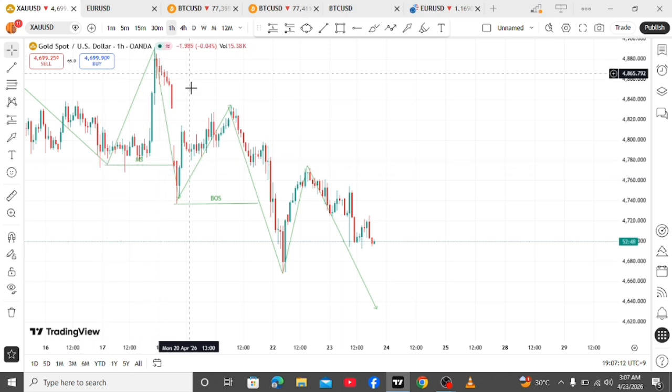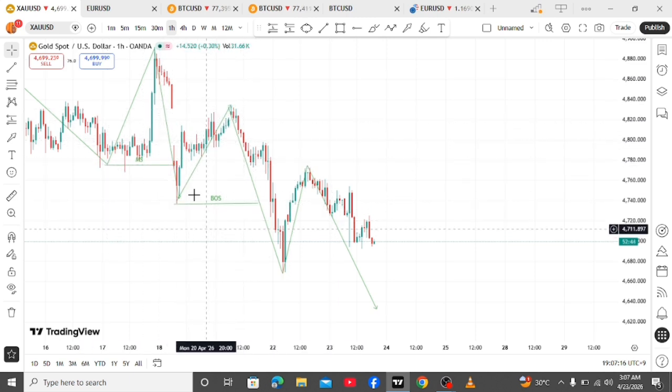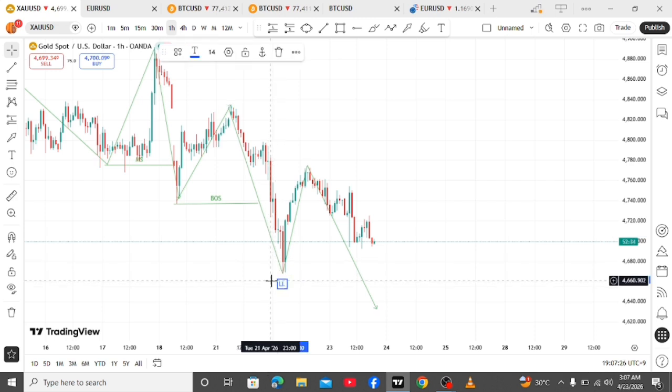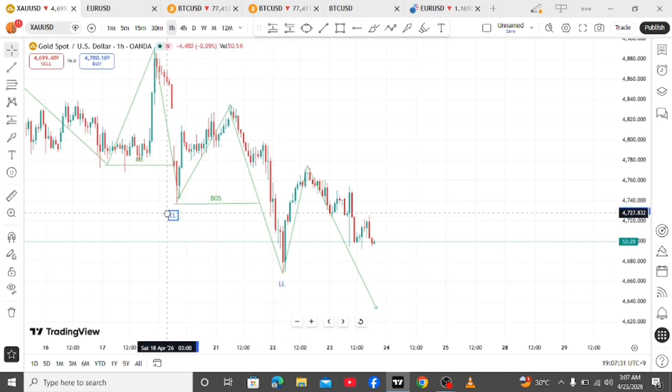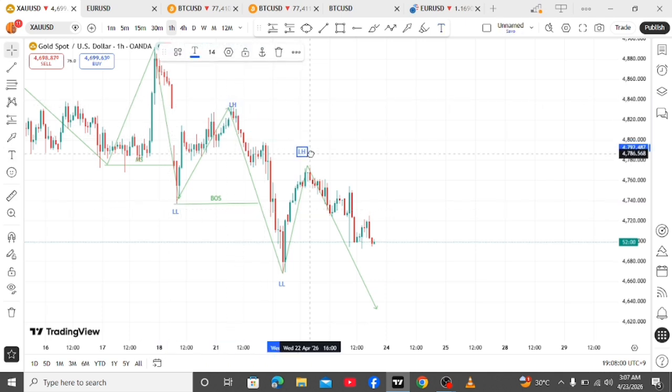This is your market shift, and this is your break of structure. The market goes up, caused a break of structure just to make a lower low. And this right here too is your lower low. This is your lower high. And this right here is your lower high.